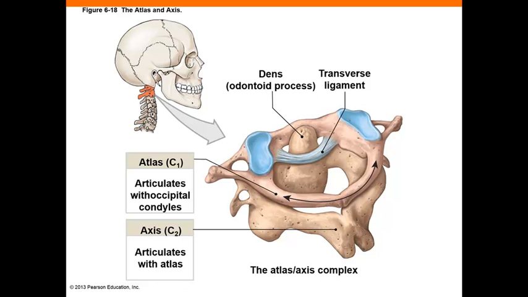Of special note is C1 and C2. So C1 is named the atlas because it holds up the head or articulates with those occipital condyles of the occipital bone. This is going to allow for this specific nodding yes movement. Is the atlas cool? Oh yes. C2 is the axis, and this has a projection that points up towards the atlas called the dens or the odontoid process, and this allows for the rotational shaking of the head no.